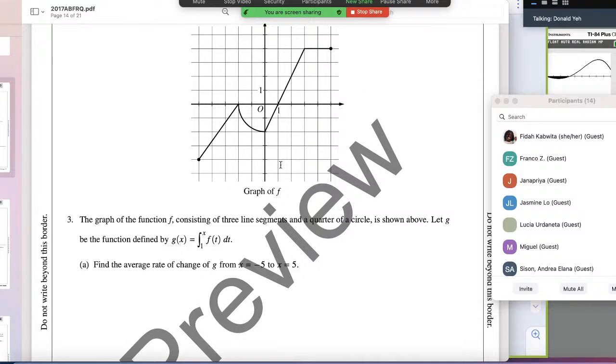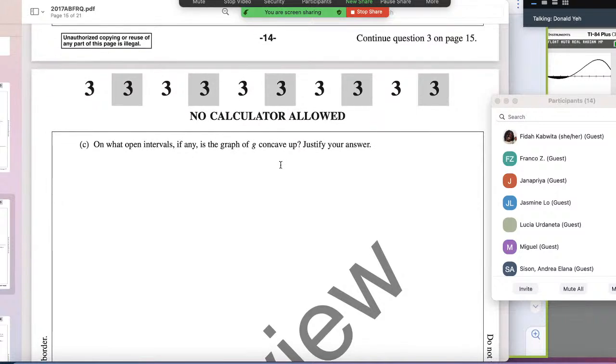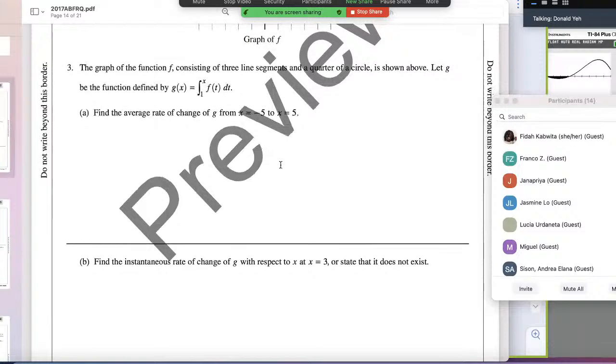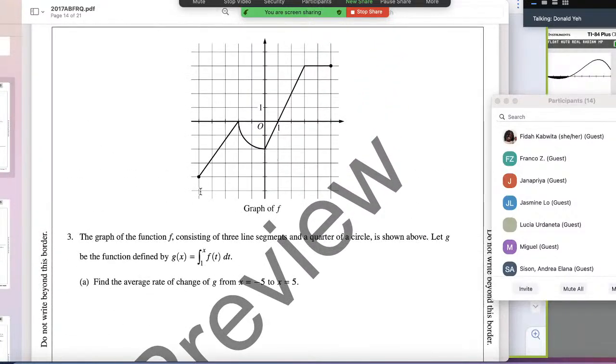Okay, so let's go to the next one. They say on what open interval is g concave up. That means g double prime of x is equal to f prime of x. That means I'm looking at the graph and looking at where f is increasing. So I'm going to go back here. I say increasing from -5 to -2 and from 0 to 3. And it's going to be parentheses.